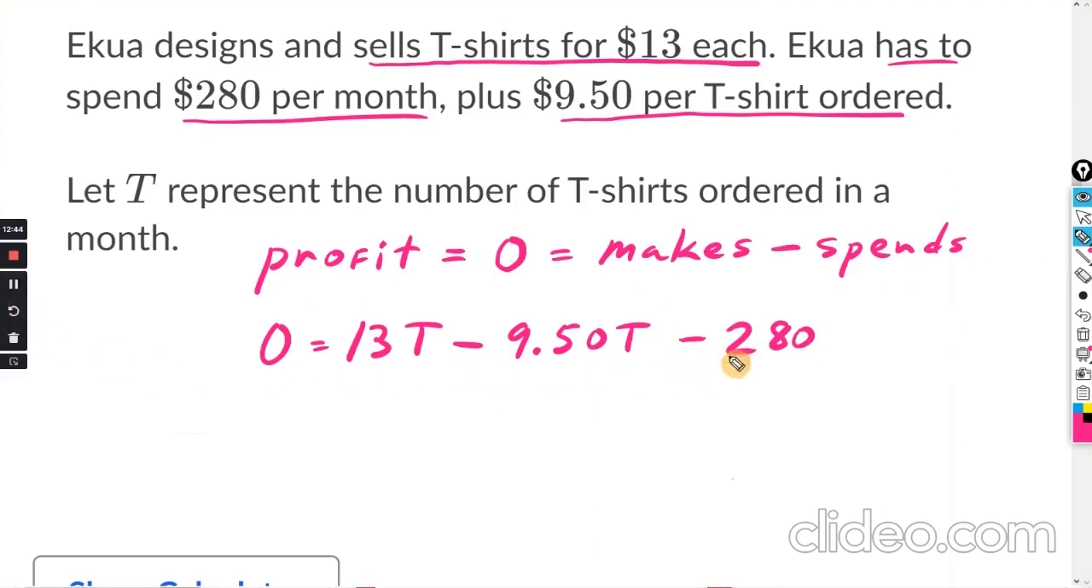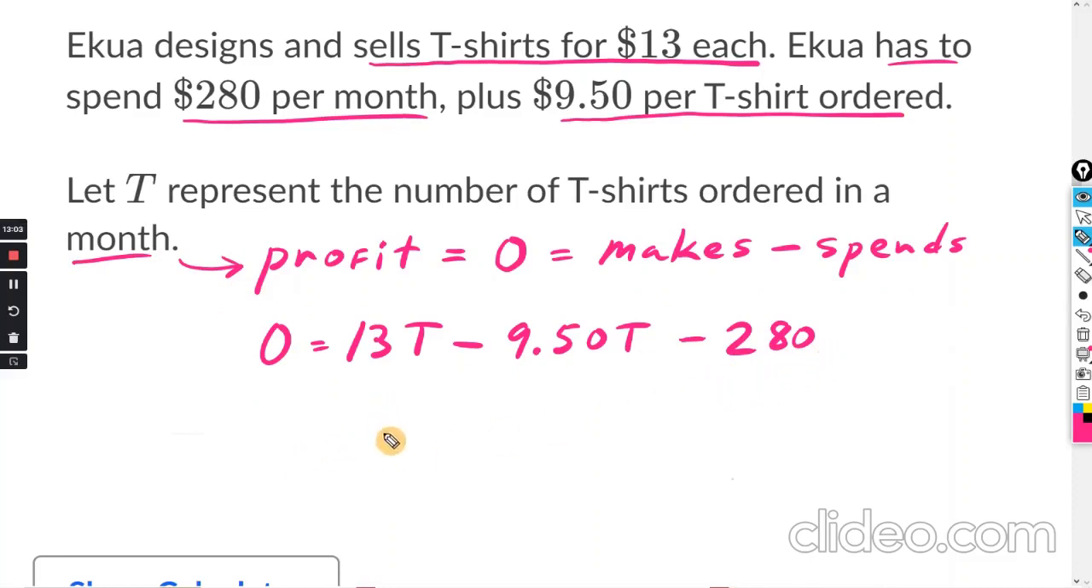All right, the reason I don't have to put per month is because this is basically the profit for the month. All right, so since this is the profit for the month, and since she spends $280 each month, we don't have to put the months in the denominator.